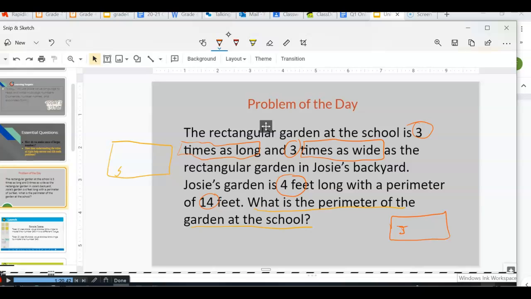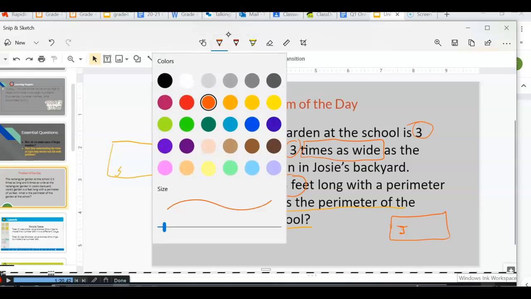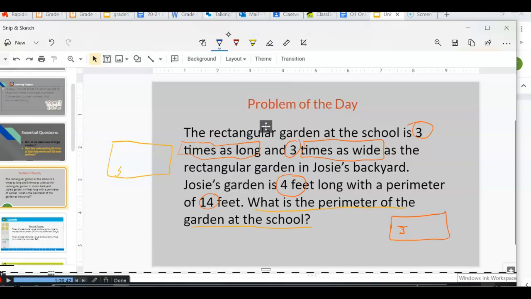Okay. All right, we have some known figures, some things that we know, and that is information about the garden in Josie's backyard. And we know some clues about the garden at the school. So let's start with Josie's backyard because we got some specific numbers for that one. So Josie's backyard is 4 feet long, remember? So that means that her length is 4 feet. So the length of Josie's garden is 4 feet.